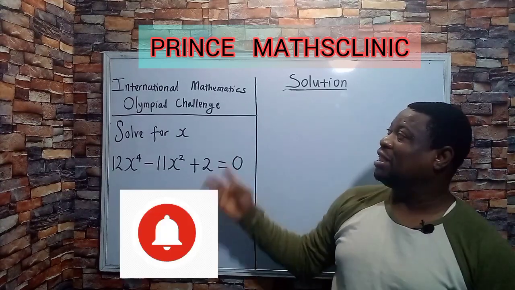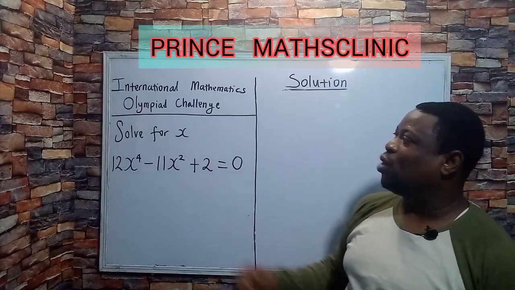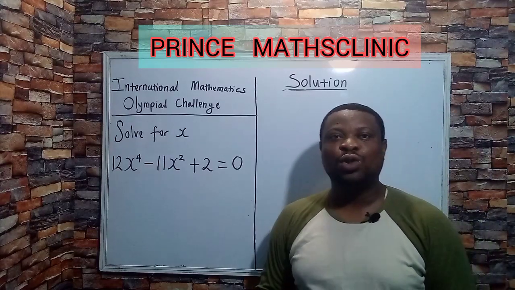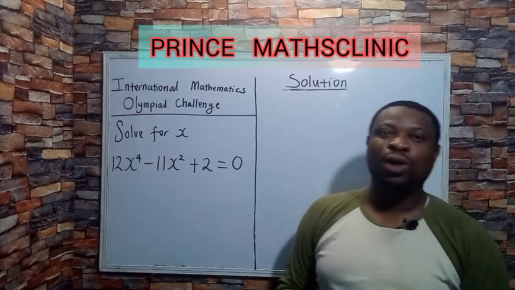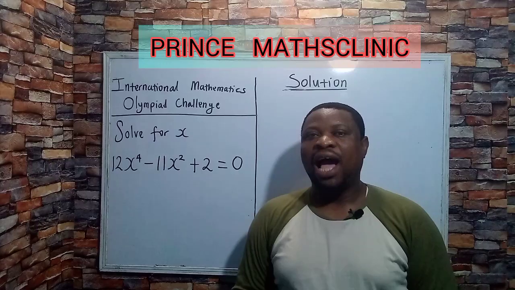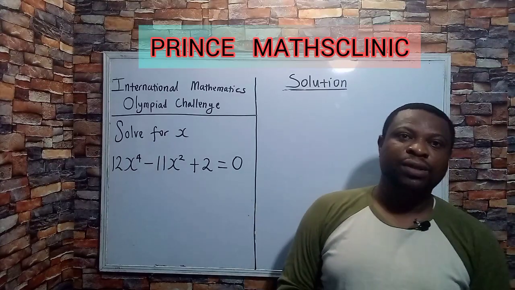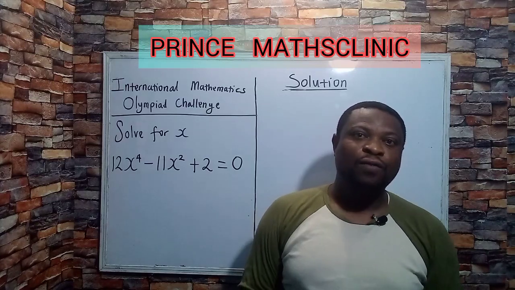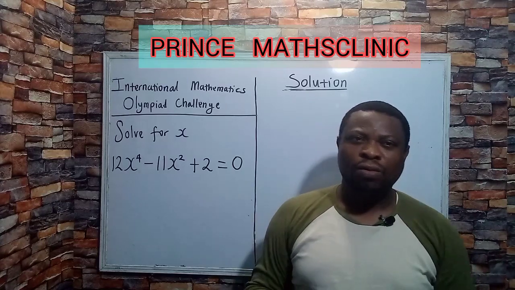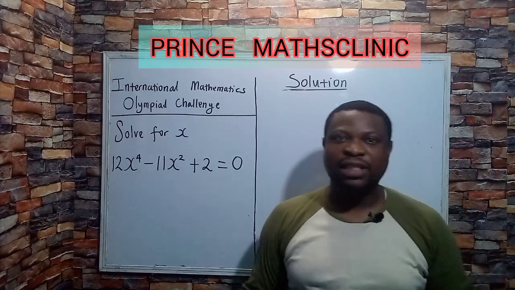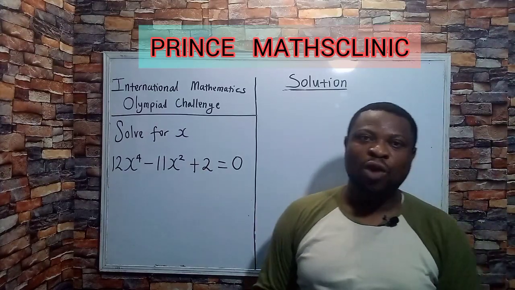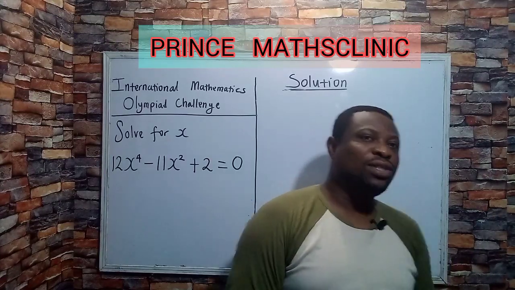Here we have a very interesting International Mathematics Olympiad Challenge question: solve for x in this quartic or bi-quadratic equation. It's a quartic equation because we are to obtain 4 values for x. You can check in the description of this video, I have shown you how to solve quadratic equations generally in a very simple 10 seconds. As simple as 10 seconds, you can solve any quadratic equation. But since it is a quartic equation, I want to solve it in a unique way. Now, let's go right into it.